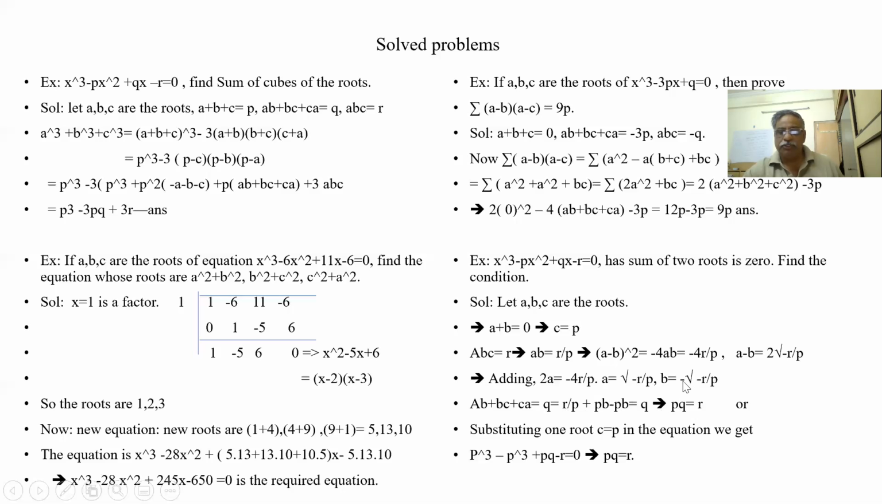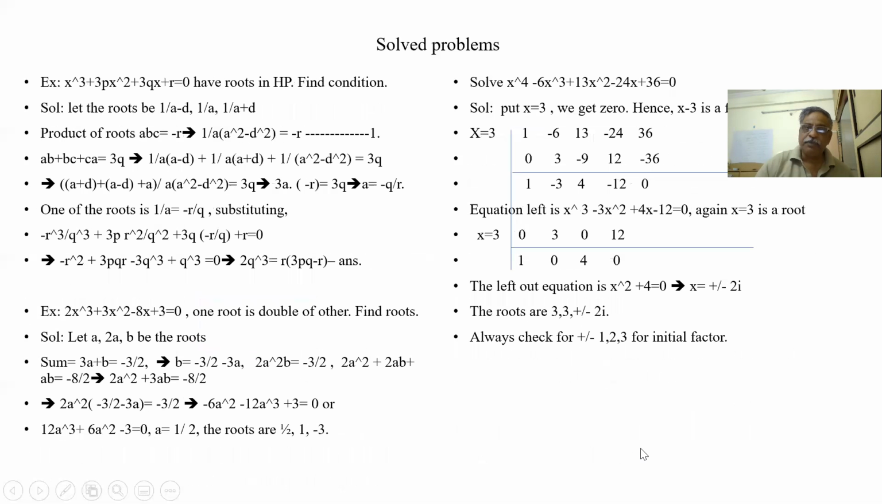What is the easy approach? Simply find one root, put it into the equation, and we'll get the condition. Easy. See, we'll do the same thing here. Find the condition where the roots are in harmonic progression, in third degree, general terms. Harmonic progression means the reverse is in arithmetic progression. Let the roots be 1 by a minus d, 1 by a, 1 by a plus d.